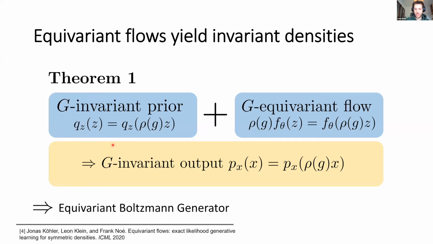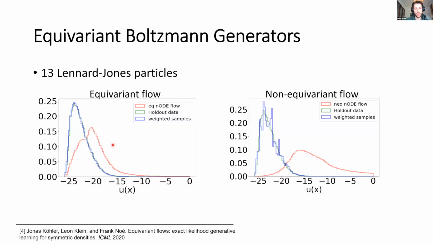And we show that this is quite important, at least for the symmetry groups we look at. So here are some results. These are pretty old results for certain Lennard-Jones particles. So very symmetric systems, all particles are interchangeable, and we can rotate them as well. What you can see here are the energy distribution of samples generated with different Boltzmann generators.